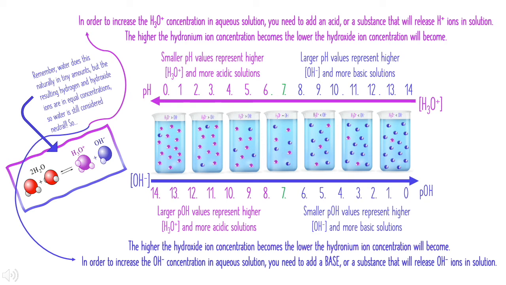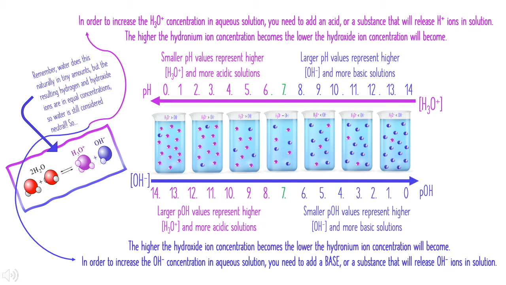Now, if we wanted to change the ratio of hydrogen to hydroxide ions, let's say we wanted to increase our hydronium ion concentration, then we would need to add an acid to that solution, or a substance that's going to release hydrogen ions, so that we can have more hydrogen ions than hydroxide ions. Remember, the higher the hydronium ion or hydrogen ion concentration becomes in a solution, the more of those hydroxide ions are going to be pulled out of solution, because they're going to be reacting with those hydrogen ions to form neutral water molecules.